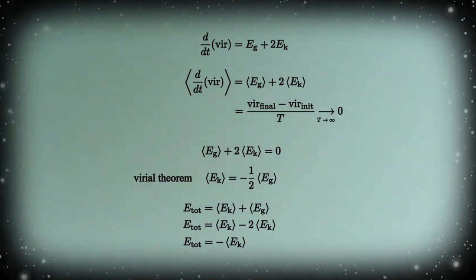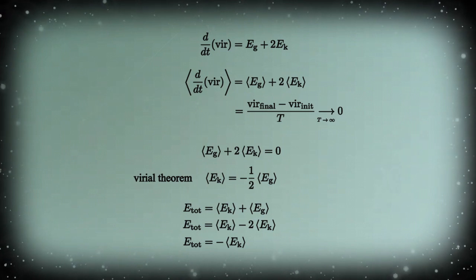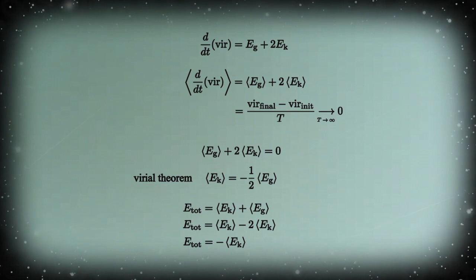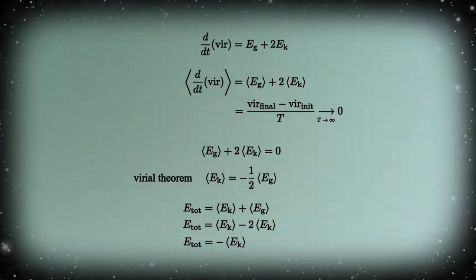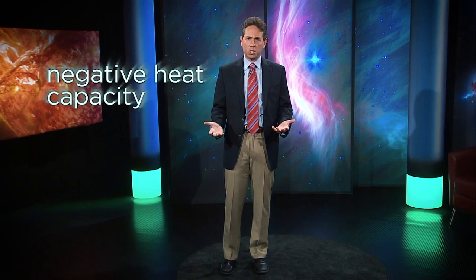The minus sign means that if we have a system of gravitationally bound particles, and we inject some energy, raising the total energy closer to zero, then after the system readjusts, we'll find the kinetic energy has gone down. That's weird, because when we inject energy into an ordinary gas, the particles speed up. But here, when we inject energy, the particles slow down. That's what we mean when we say gravitationally bound systems have a negative heat capacity.